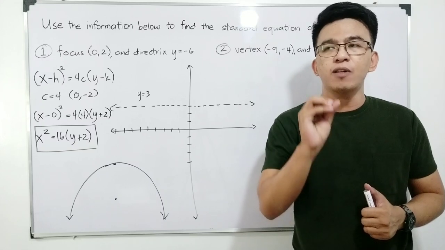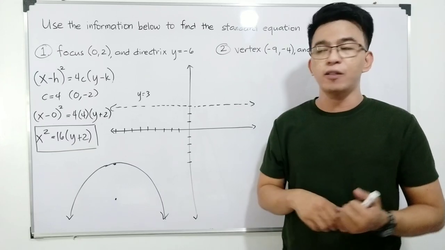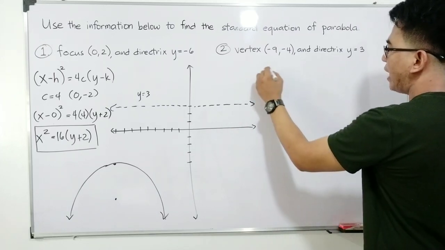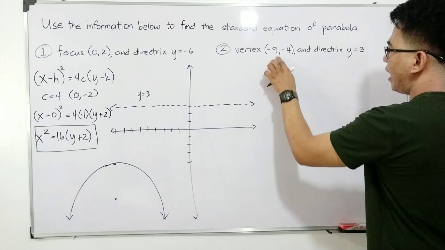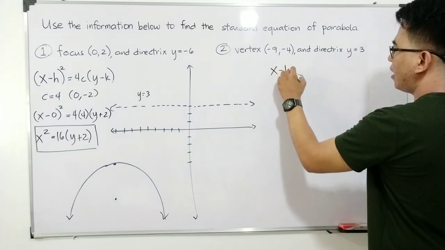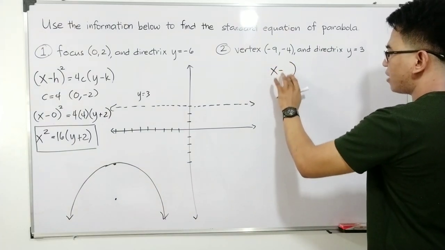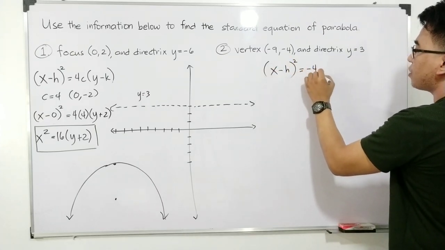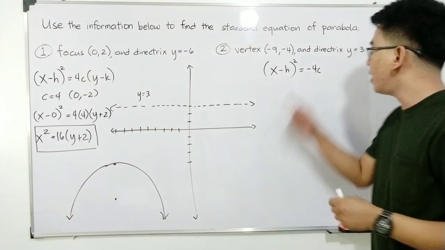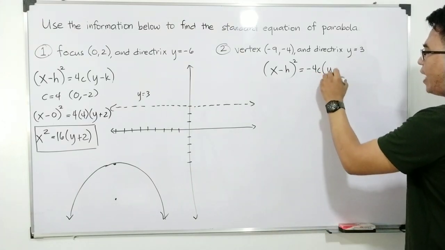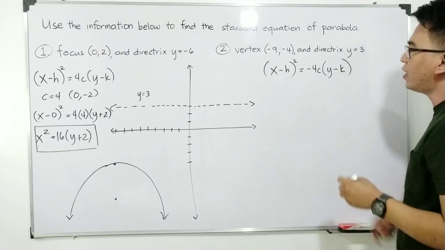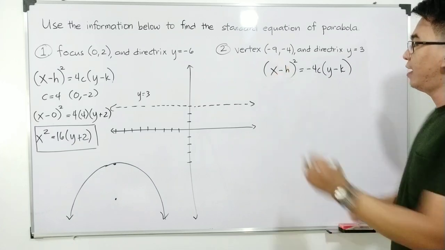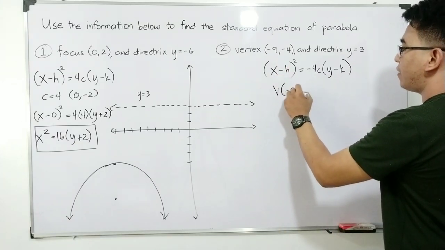Yung equation natin ay yung variable x na merong x squared. Pero, ganito siya. Since downward yan, we have this equation x minus h squared is equal to negative 4c. Kasi po downwards tayo, kaya negative to. Times y minus k. Ngayon, ang kailangan natin dito is the information about the vertex, which is given na. Your vertex is at negative 9, comma negative 4.